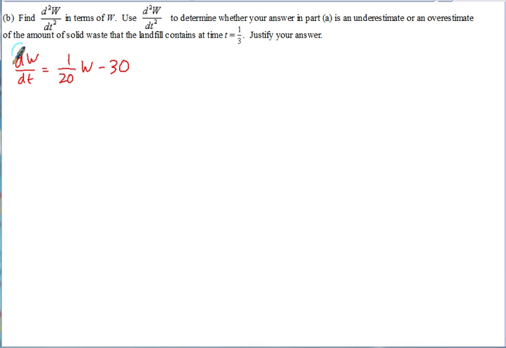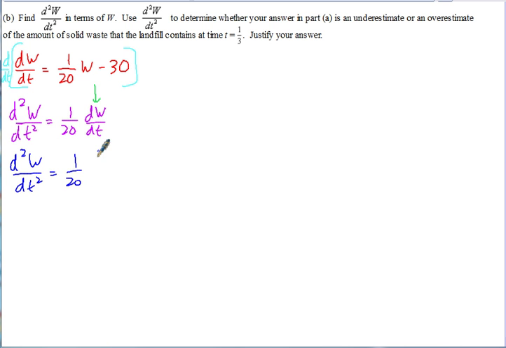And then find the derivative of that to get to the second derivative. So that would be the second derivative, d squared w over dt squared, equals the derivative of 1/20 w, which would just be 1/20 dw/dt. The derivative of 30 is just 0. And then to get rid of the dw/dt here, well, we have dw/dt, so we just substitute that in right there. So the second derivative is 1/20 times (1/20 w minus 30).